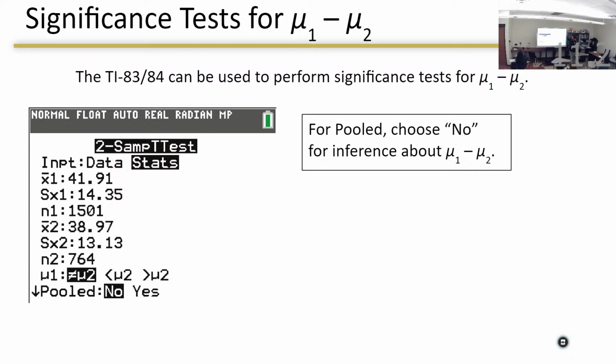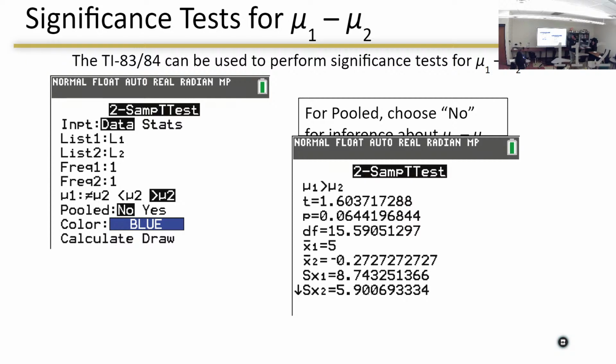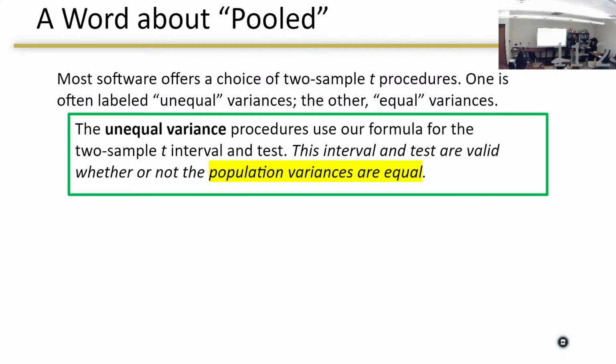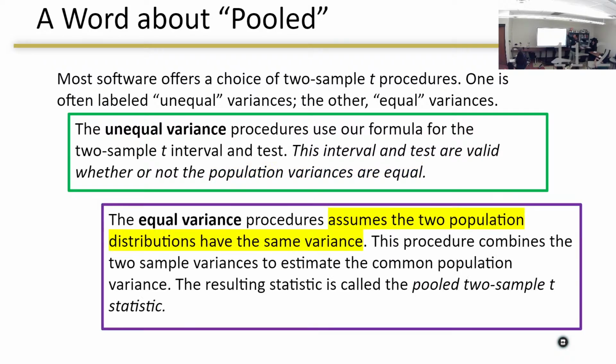Here it is on the calculator. Beautiful. Just in case, always say no on pooled. Pooled means you're pooling the data together, and we're not pooling the data together. We did for proportions. That's why we had p-hat sub c. We pooled it together. Here it means we don't pool it together.